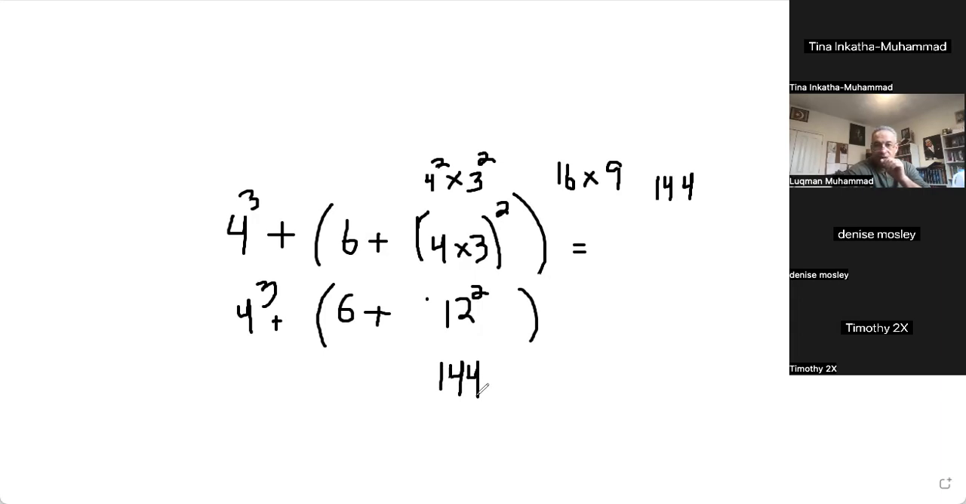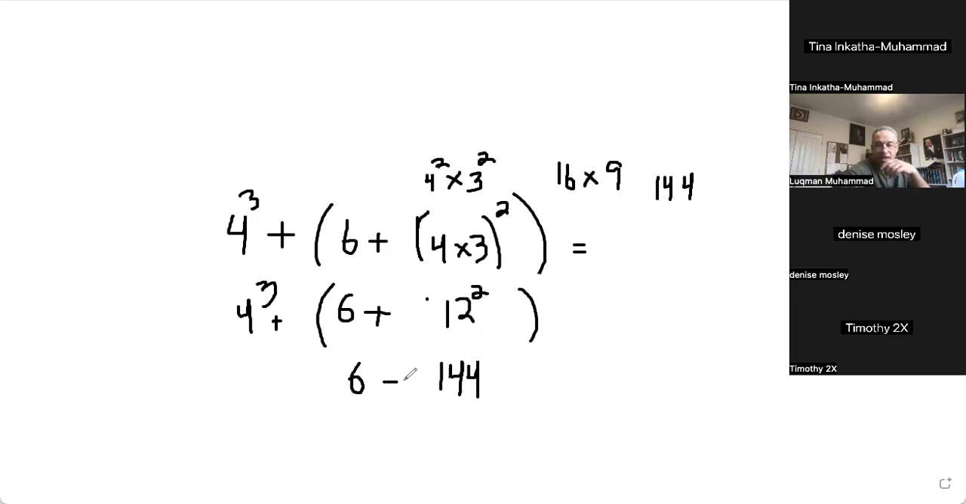So you can work it either way. This works for multiplication, but you would not be able to do it for subtraction, because multiplication is commutative and it's associative, but we'll get into that at another time. Okay, so now 144 plus 6.